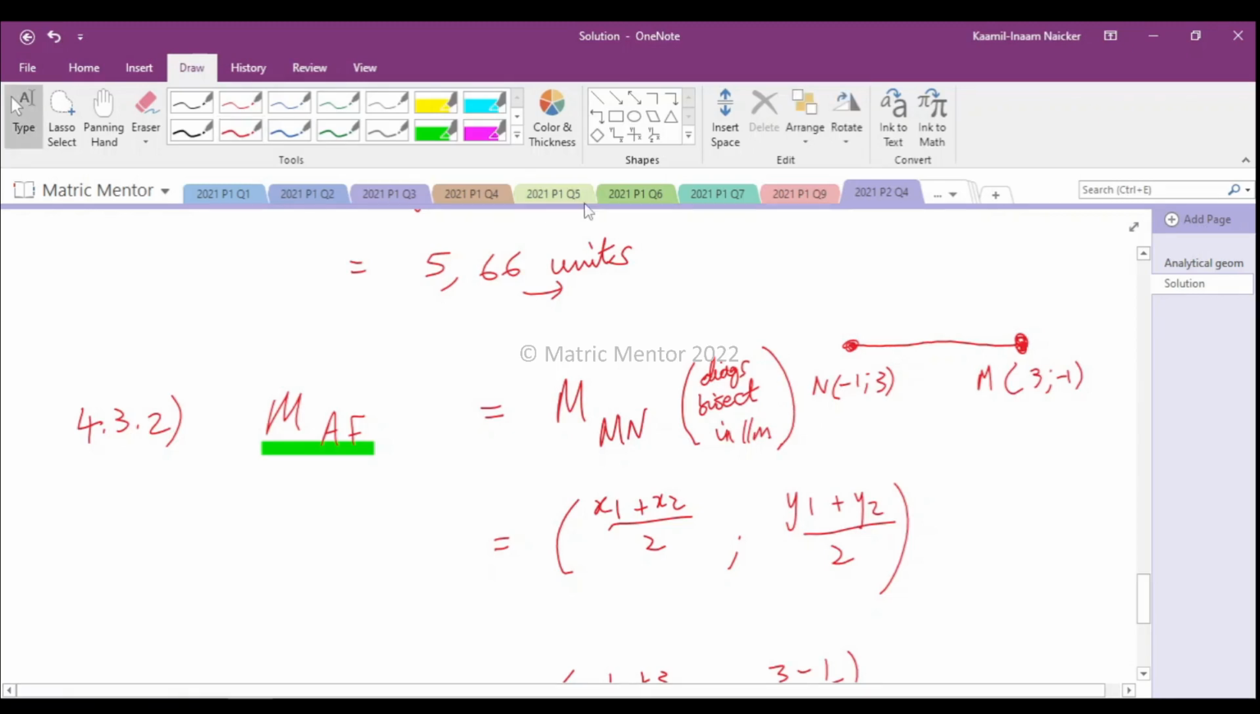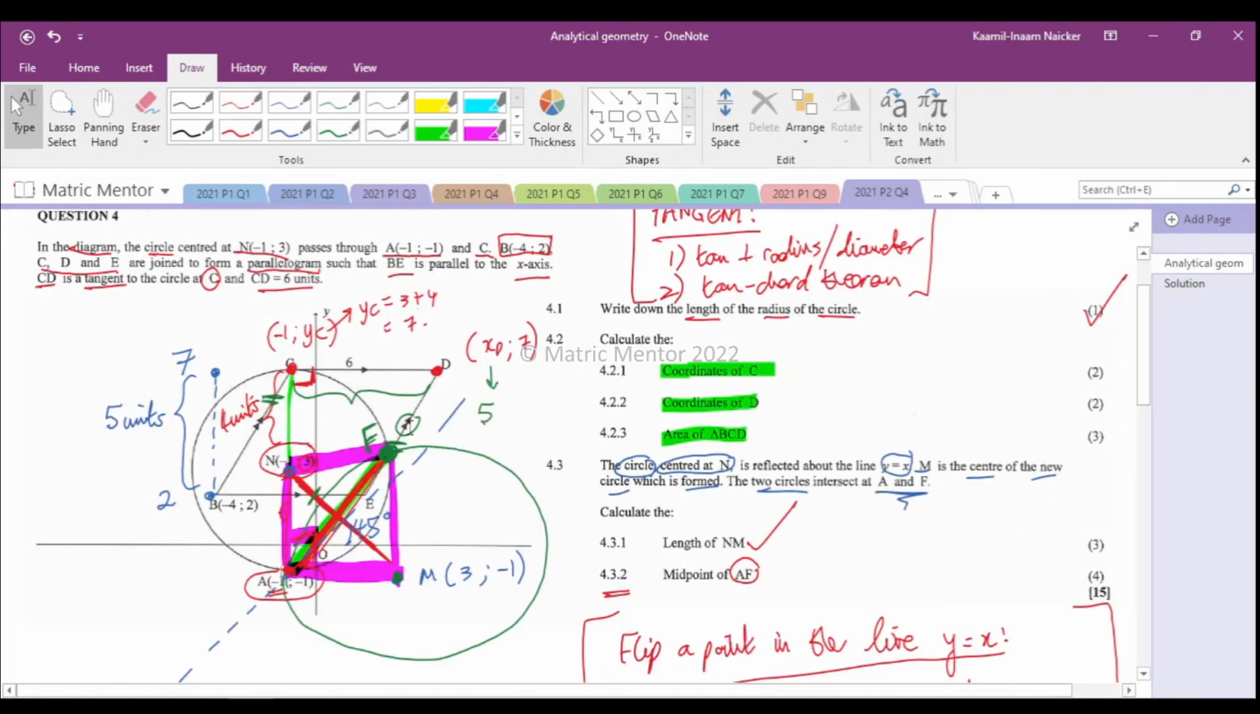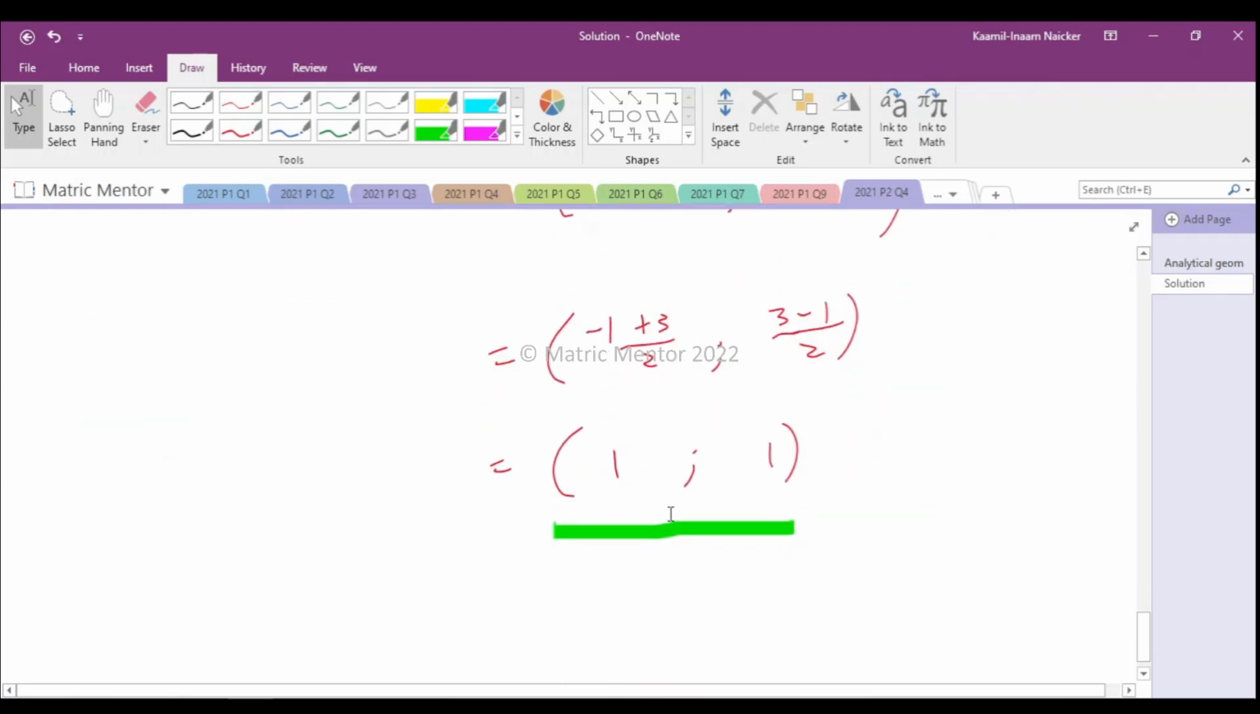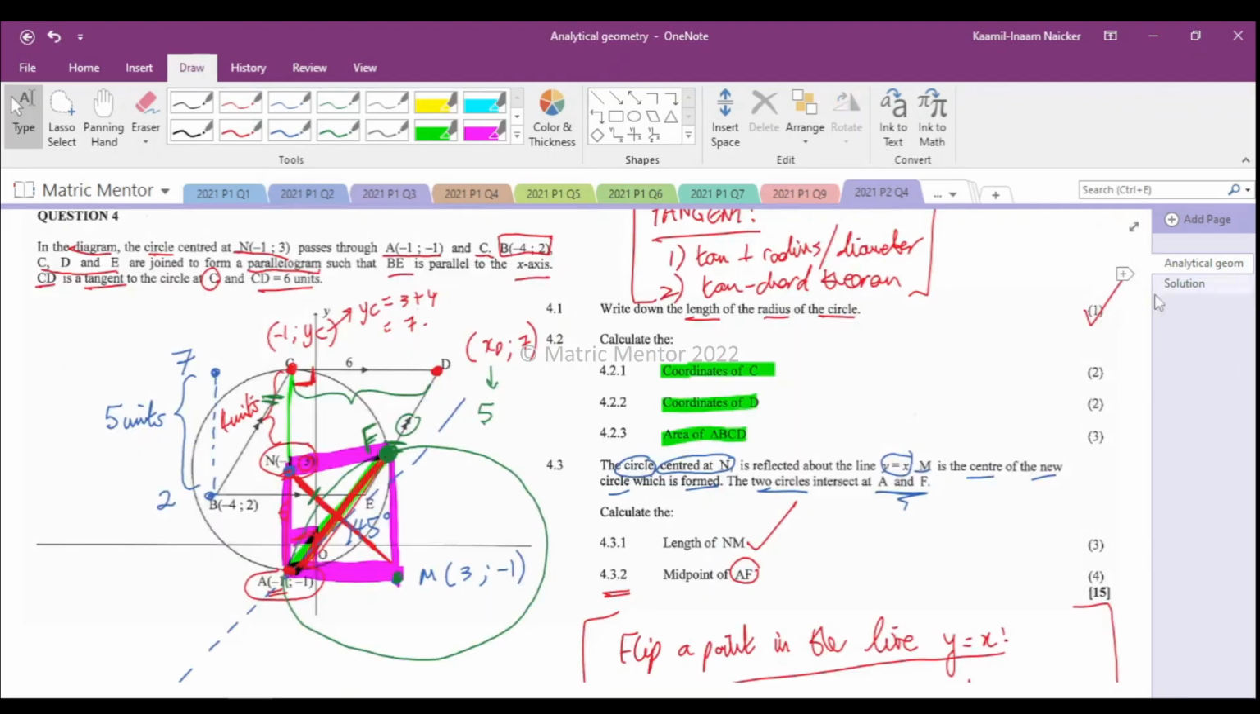Because we have a parallelogram, which is specifically a square, we know that the 2 midpoints are going to intersect. So you put down that reason, diagonals bisect in the parallelogram. The midpoint of AF is equal to the midpoint of MN. You calculate it, and you get your midpoint to be 1 and 1. So let's go up. We have answered the question. We have found the midpoint of AF, and so your work in this question is done. Thank you very much for watching, and let's move on to the next question.